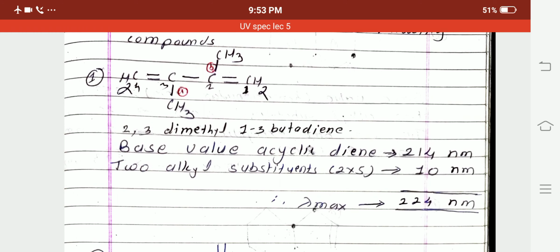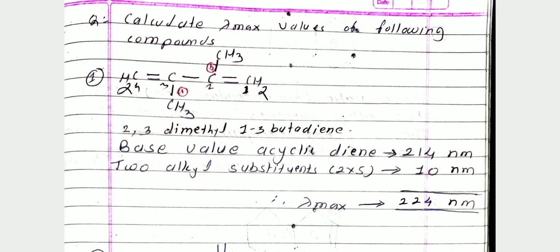First, the base value for acyclic diene. What is the base value for acyclic diene? 214 nanometer. Therefore we take here the base value of acyclic diene as 214 nanometer. Then 2 alkyl substituents are present at carbon atom number 2 and carbon atom number 3. 2 methyl groups are present, meaning alkyl groups. Therefore this structure contains 2 alkyl substituents.